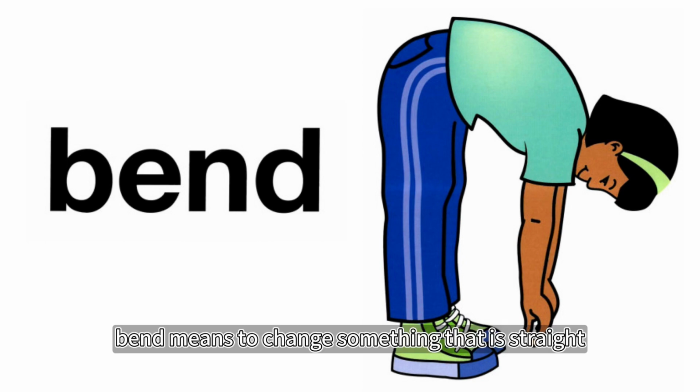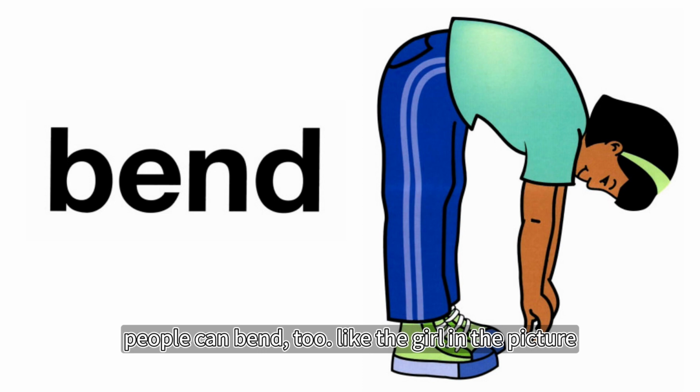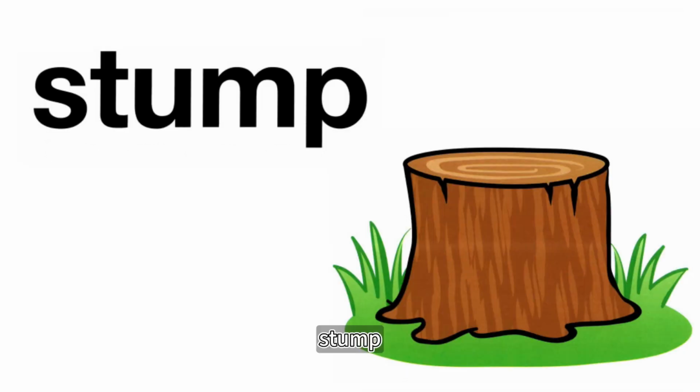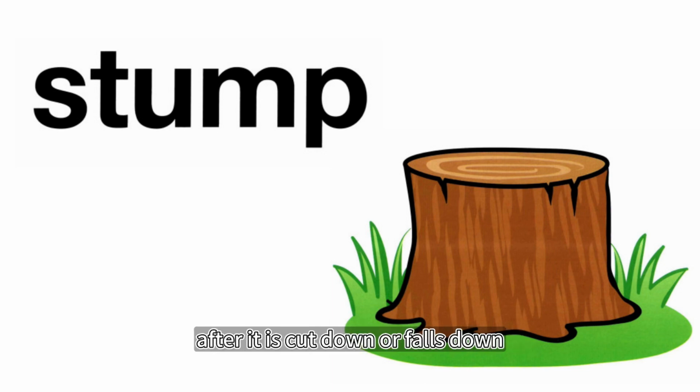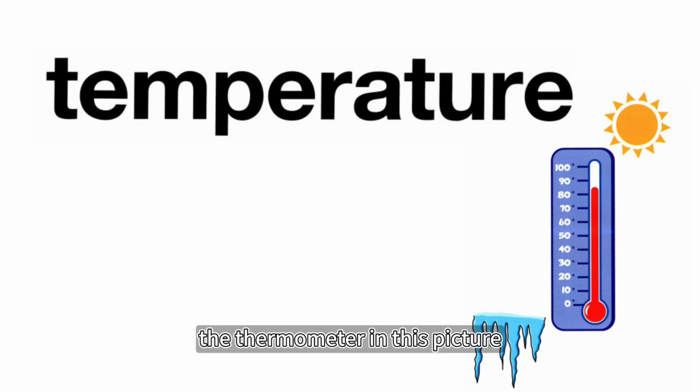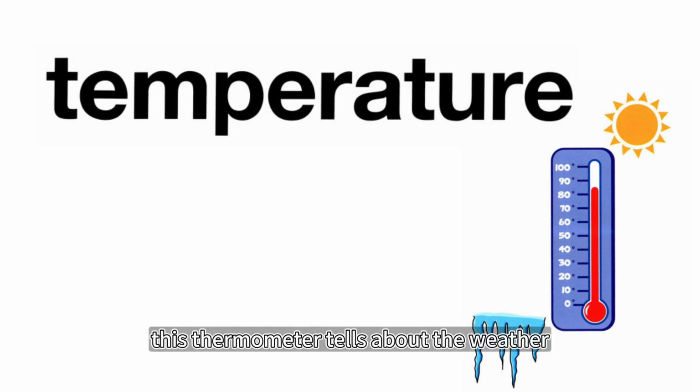Bend. Bend means to change something that is straight into a curved or angled shape. People can bend too, like the girl in the picture. Stump. A tree stump is the short part of a tree left in the ground after it is cut down or falls down. Temperature. The thermometer in this picture tells you the temperature. The temperature is how hot or cold something is. This thermometer tells about the weather.